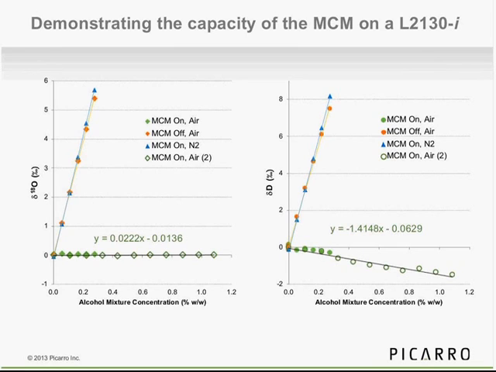We notice here that, depending on the alcohol concentration, if you have the MCM off, you'll have huge deviations in delta O18 and delta D. If you have the MCM on, you basically see no change in your delta O18. You will see a slight overcorrection for delta D related to the water that's being introduced, but it's significantly improved over not having an MCM.